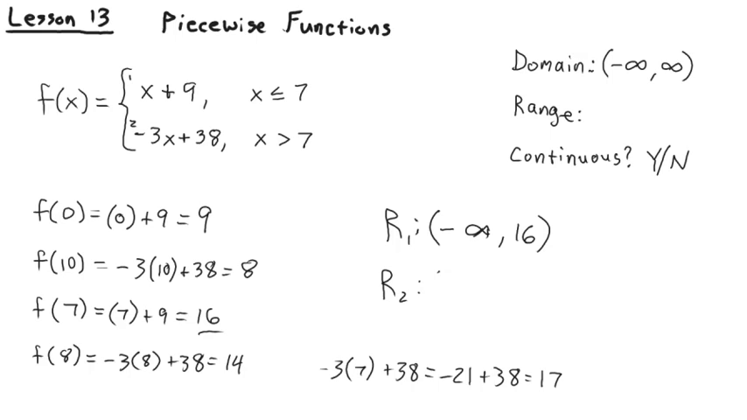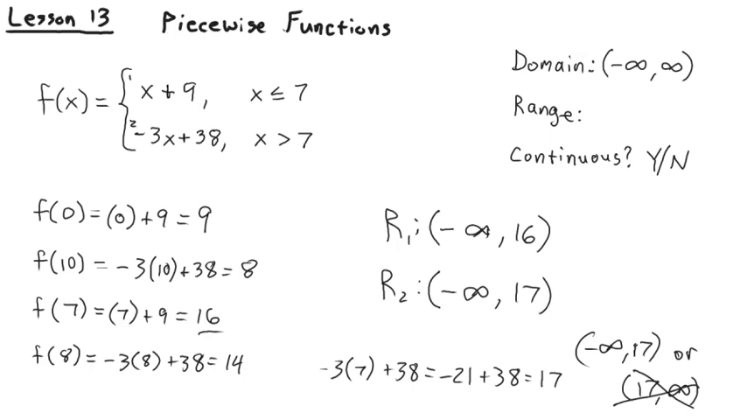So it's either going to be negative infinity up to 17, or it's going to be 17 up to infinity. It cannot be both of them. It can only be one of them. Well, let's go find something else that goes on this piece. We have f of 10 here, and f of 10 is equal to 8. Is 8 on negative infinity to 17, or is 8 between 17 and infinity? Well, 8 is smaller than 17, so it's going to be on this interval right here. So it can't be this one. Therefore, the range of the second piece is negative infinity up to 17.